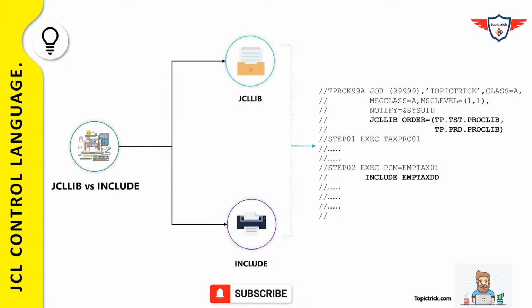Now here's a sample JCL that showcases how you can use JCL lib order and include statement in your JCL. If you notice, I've included JCL lib order before an execute statement and after a job statement, right? And I've specified two PDS, so the system will search the first PDS, that is tp.tst.proclib, and in case my catalog procedure is not present in that library, only then will it go into the second one, that is tp.prod.proclib. And similarly, if you look at step 2, where I just want to include DD statements, which are stored as a part of a PDS member, in this case I've used the include statement to include all the DD statements which are required for step 2.